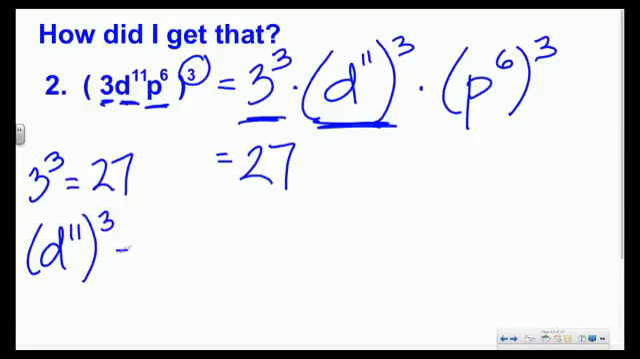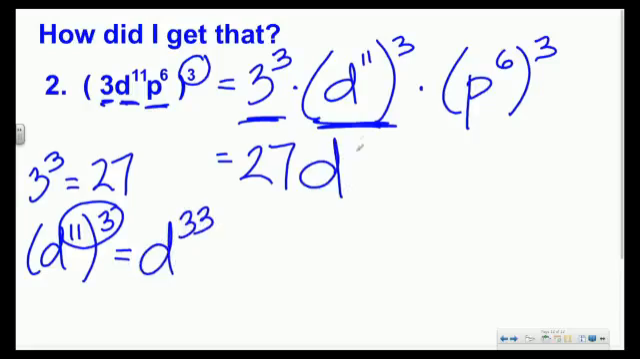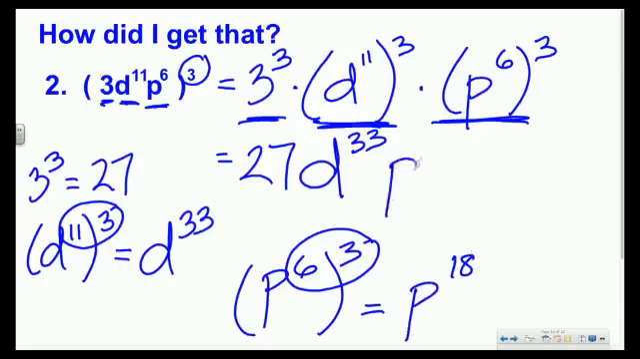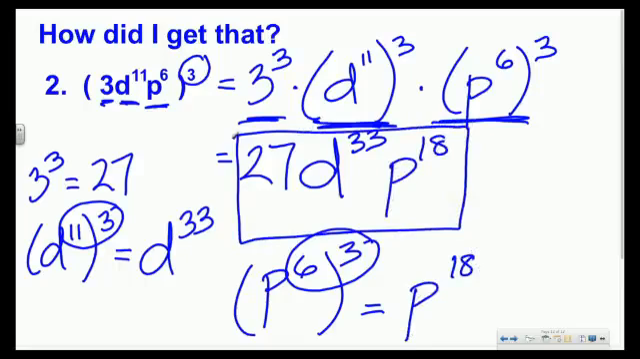D to the 11th raised to the 3rd power. Follow your rule about raising a power to a power. Multiply your exponents together. So 11 times 3, that's 33. So that would be d to the 33rd power. Then we have our last piece, that p to the 6th raised to the 3rd power. Multiply your exponents together. So 6 times 3, that's 18. So this would be p to the 18th. And that's the last piece. All right, that is how I got that answer.